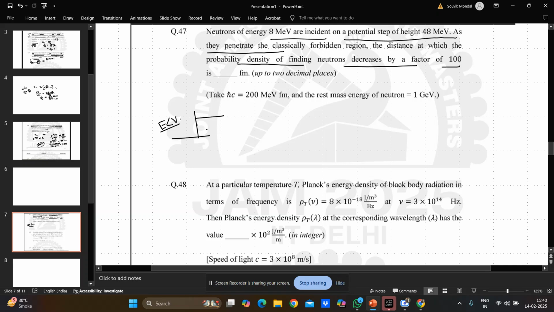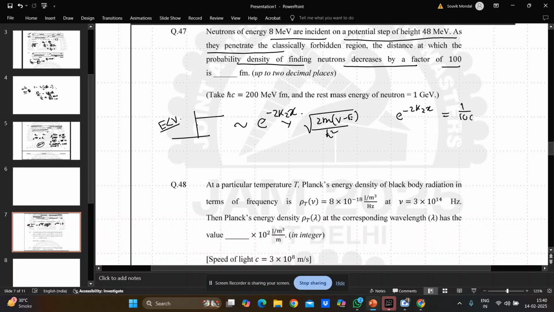But in quantum mechanics, there is some finite probability, and the probability will depend on the order of e to the power minus 2 k2 x. So x is the distance traveled, and k2 is the root under 2m(V minus E) by h-cut square. Okay, so this is k2. So it is mentioned that e to the power minus 2 k2 x is decreased by a factor of 100.